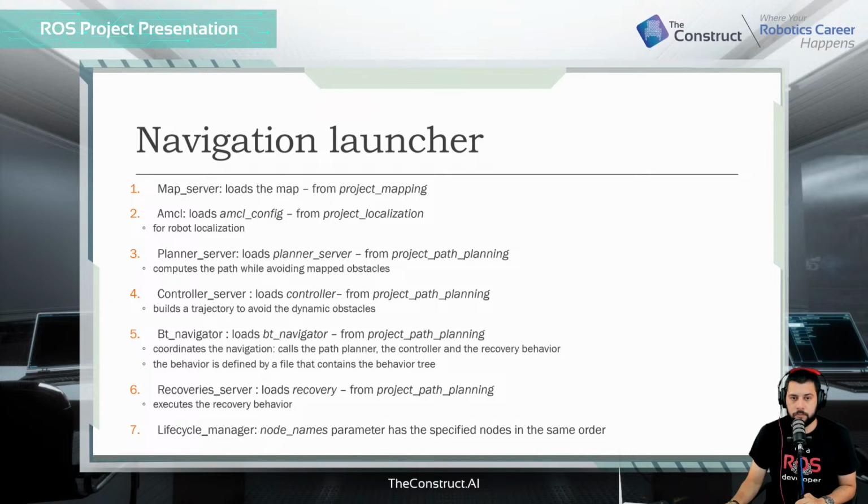And with the map server, we load the map. AMCL is used for robot localization. The planner server computes the path with the map obstacles. The controller server is used for the dynamic obstacles. The BT navigator, behavior tree navigator, coordinates the navigation and its behavior, and the recovery server executes the recovery behavior.